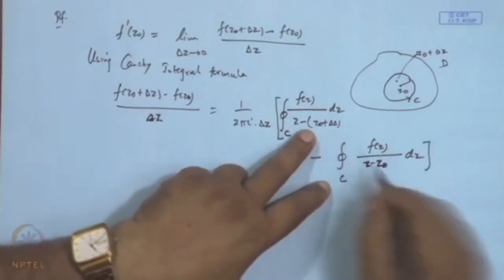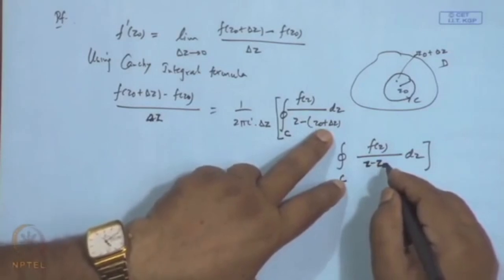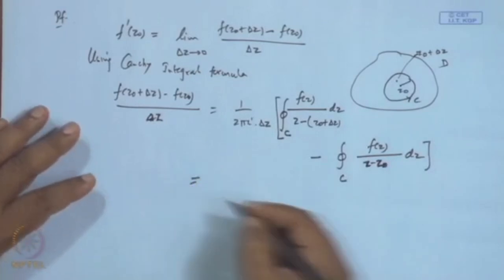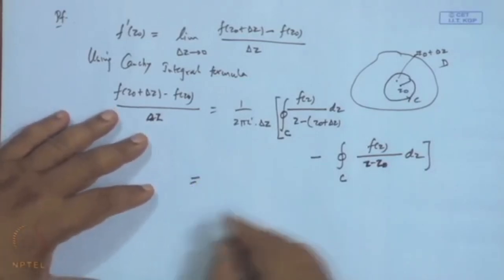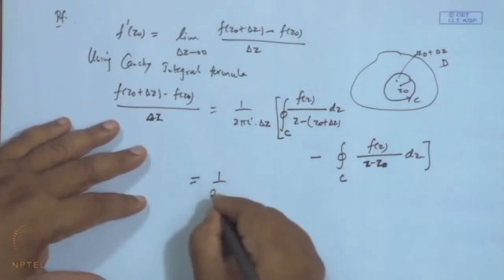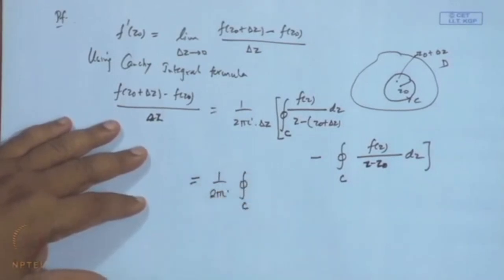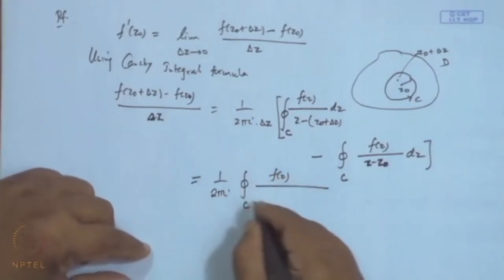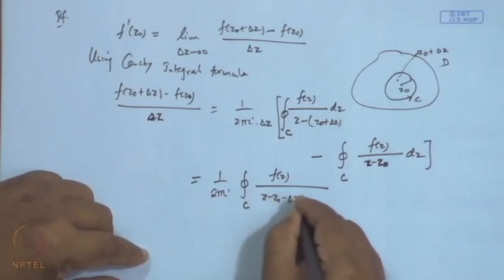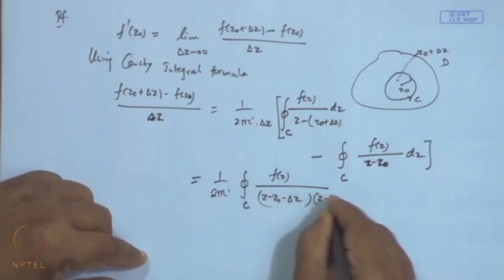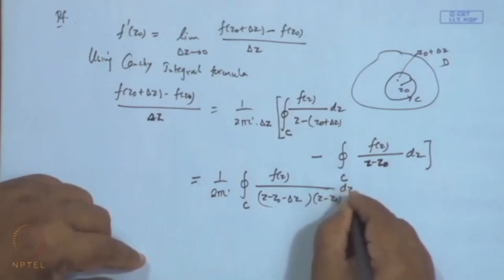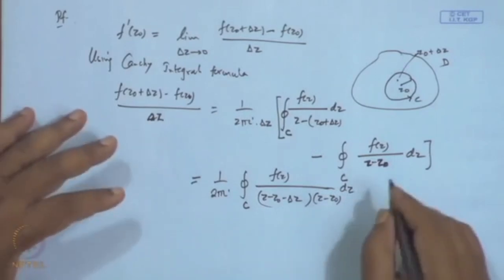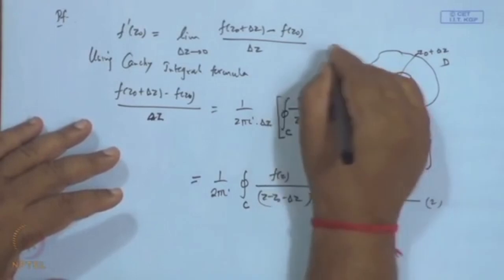So, replace z naught by z naught plus delta z, we are getting this. Okay. Simplify it. When you simplify it, the value will come out to be 1 by 2 pi i, the integral along the curve C of f(z) over (z minus z naught minus delta z) into (z minus z naught) dz. Just simplify and you will get that. Let it be equation two. This is one, this is two.